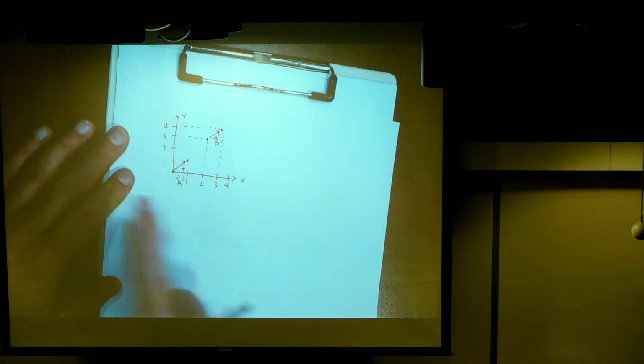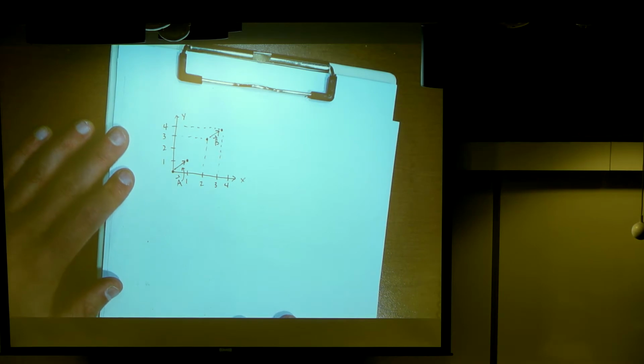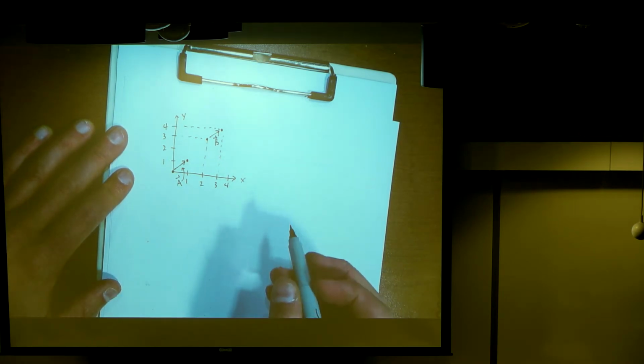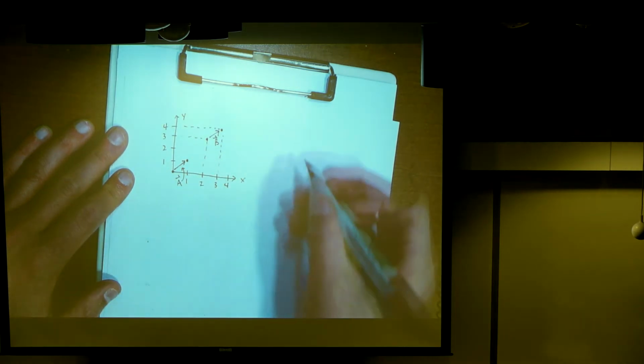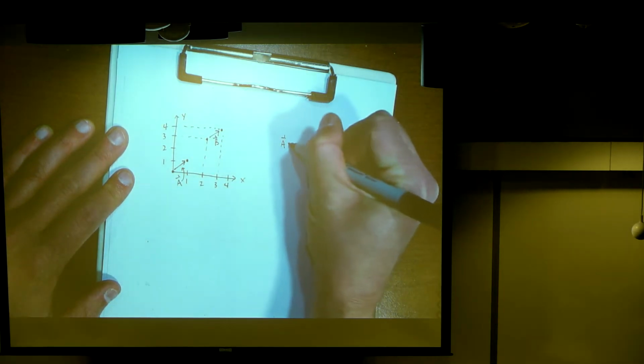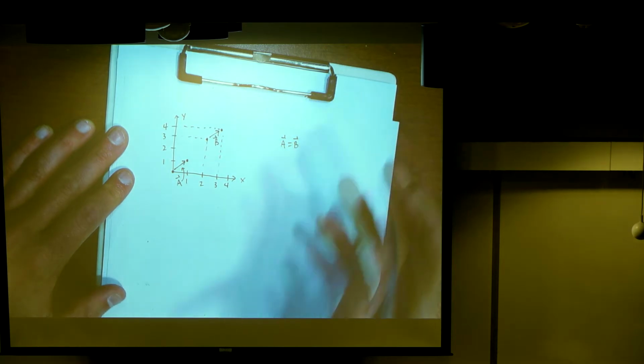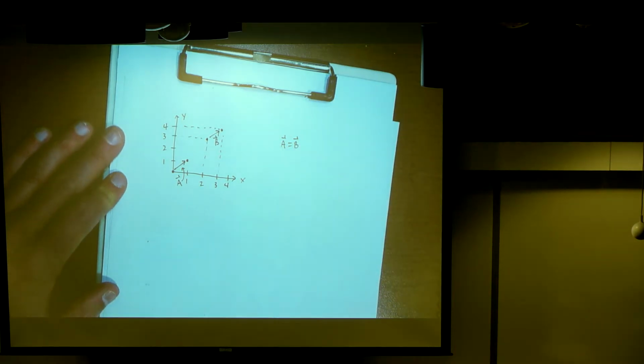So right away, what can I say about A and B? Are those equal? They have the same length. The length is actually root 2, if you work it out, and they're pointing in the same direction. So it's certainly true that A is equal to B. But is it true that these are also equal to C?